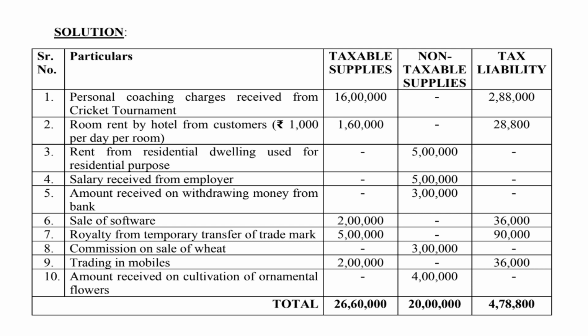Then we have trading in mobiles. Trading in mobiles is also a taxable supply, and you will take 18% of 2 lakhs, so you will have your tax liability as 36,000. Then you have amount received on cultivation of ornamental flowers. It is a non-taxable supply, and it will come in the non-taxable column. Then you will total your taxable supply, non-taxable supply, and total tax liability.